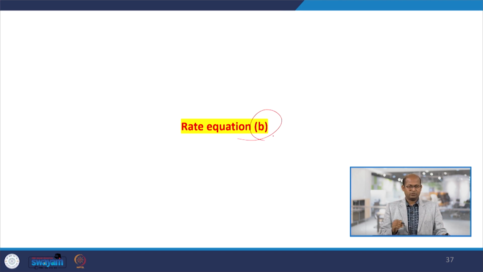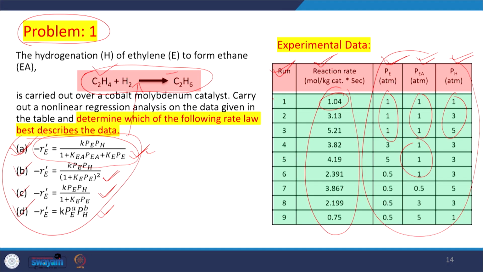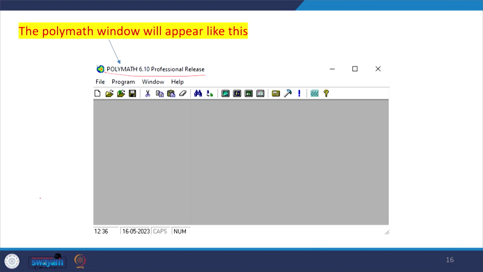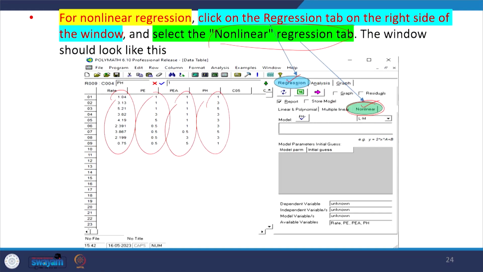Now, rate equation B. Earlier we took 5 rate equations, and which one would be suitable we do not know. If you go back, you can see that the first equation we put in this Polymath software. Now equation 2, then equation 3, equation 4, we have to put in one by one and check the data points and the results that come. Okay, so now we are putting in rate equation B.